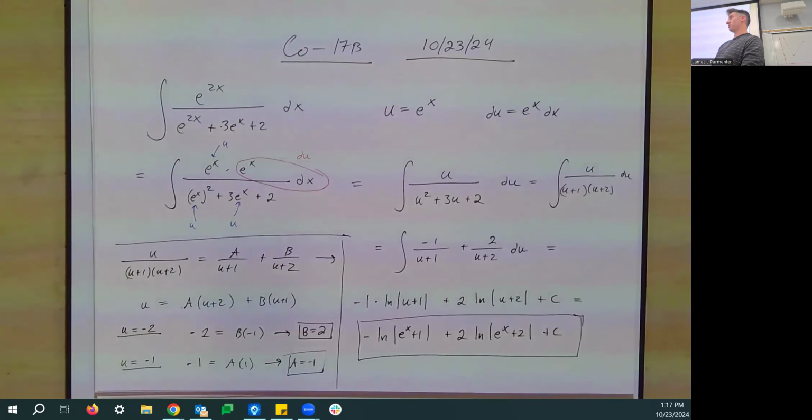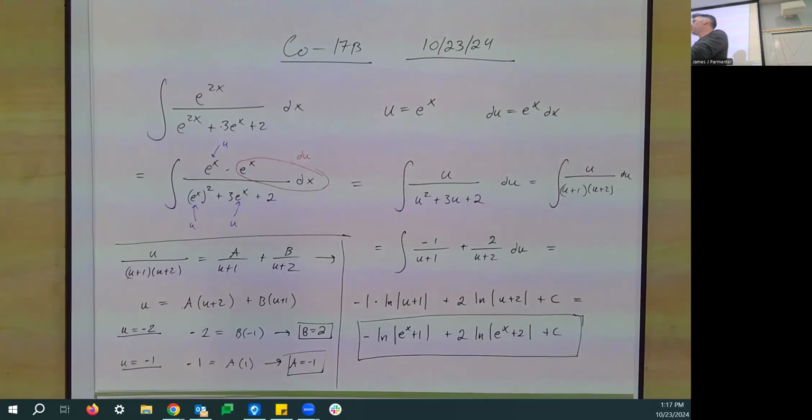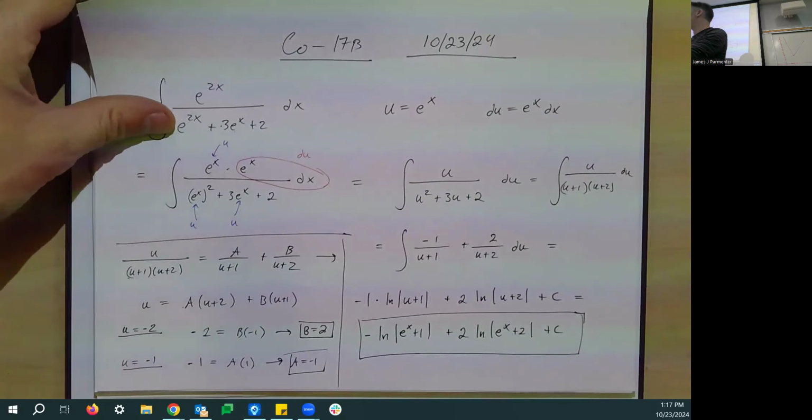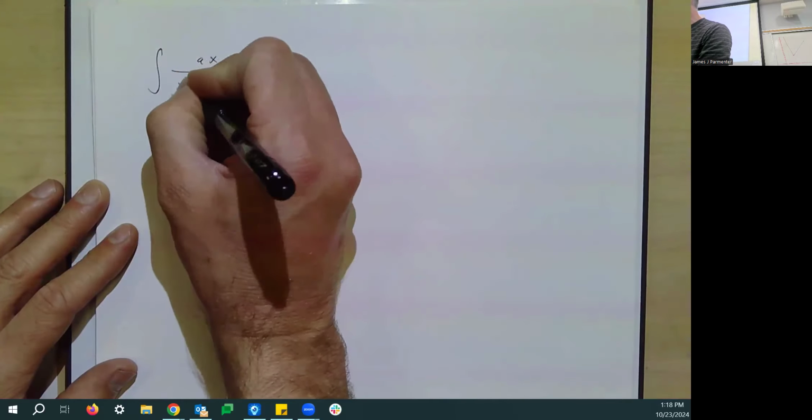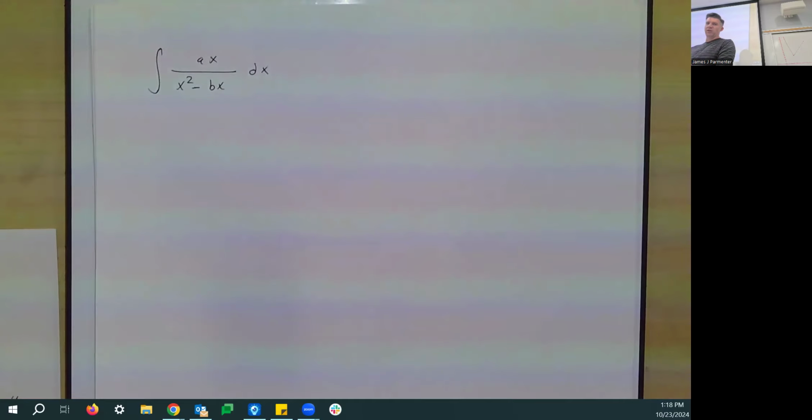That's clearly, I think, maybe a partial fraction. Maybe not. Let's look at the one on the board that's ax over x squared minus bx. I'm curious about that. The integral of a times x over x squared minus b times x. I feel like this problem isn't as terrible as it looks.